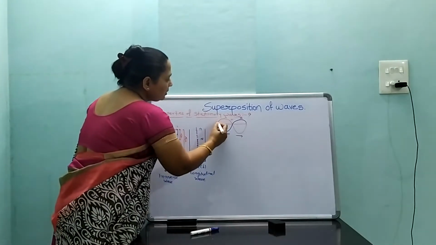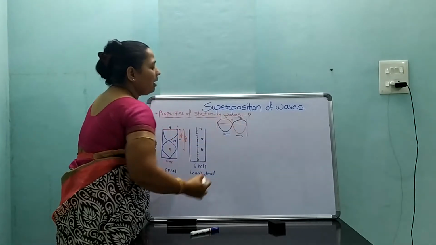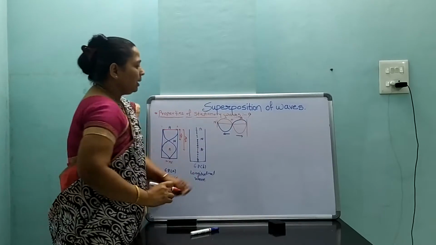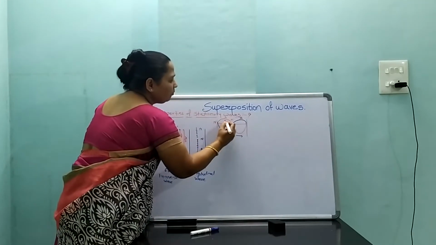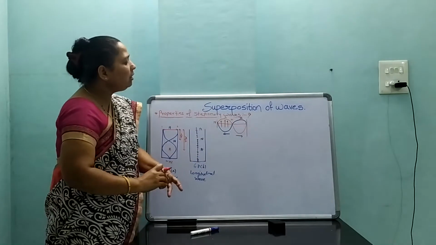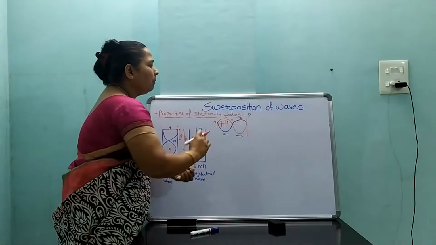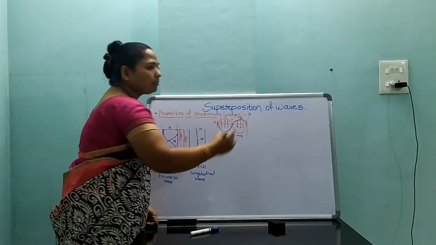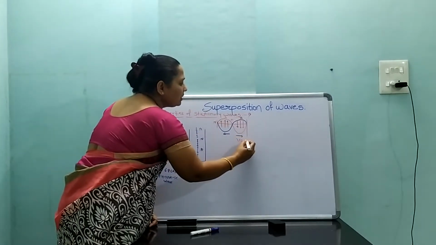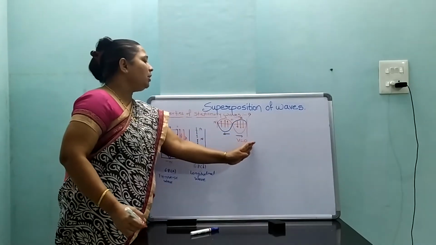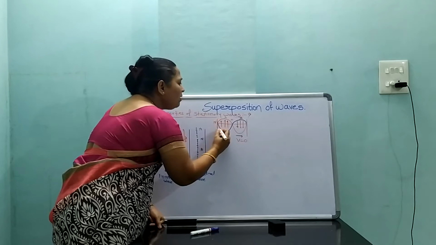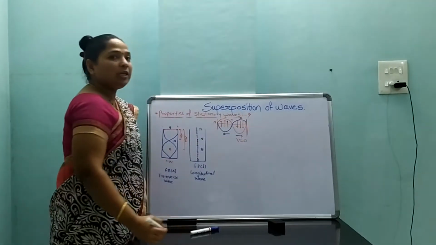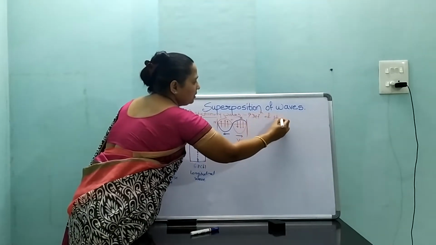A stationary wave forms in loop form. The node to node distance forms one loop. In one loop, all particles vibrate in the same manner, but in the successive loop the particles vibrate in the downward direction. Therefore, the velocity of the wave is zero, which is why it is also known as a standing wave. This is the first property, the definition of a stationary wave.